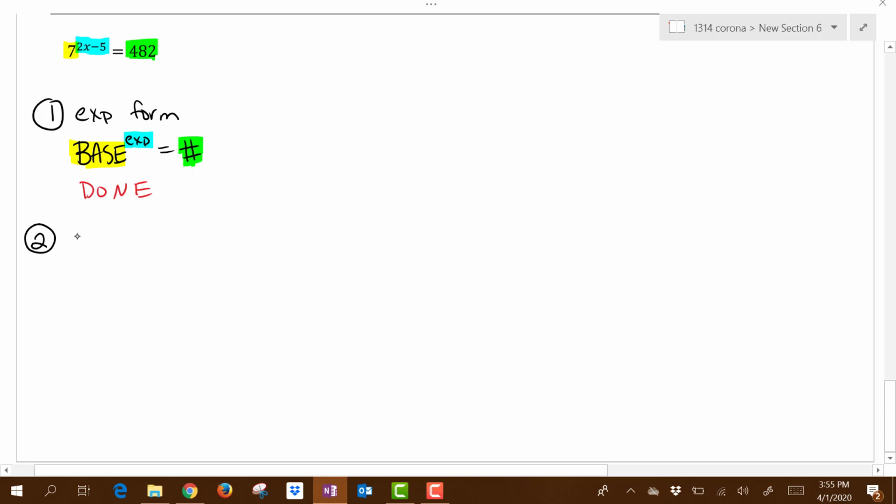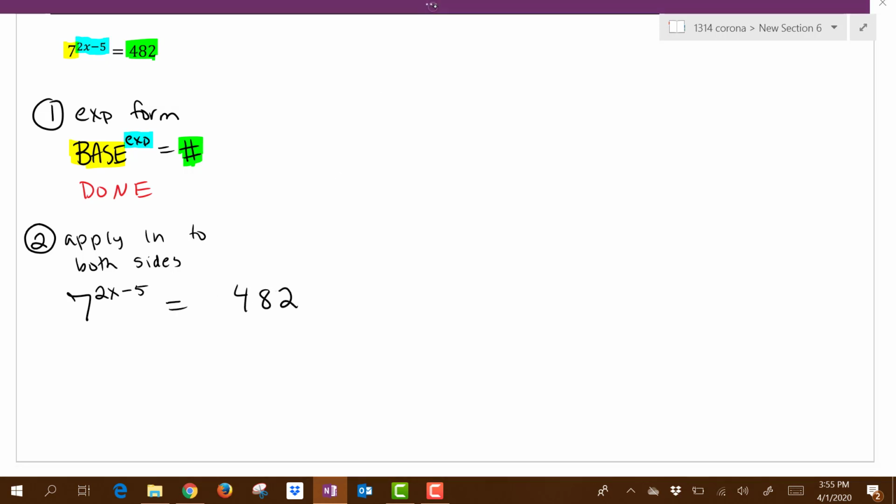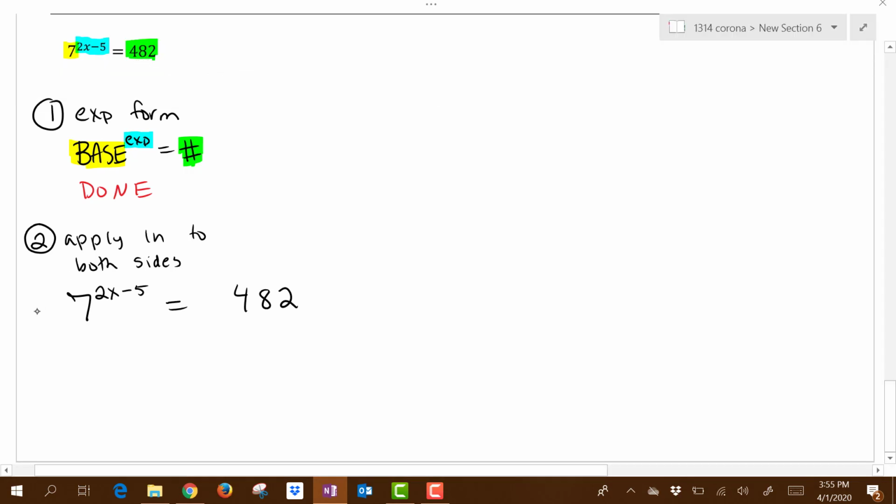Step 2 is to apply ln to both sides. Give myself a little room in front of each side. Now I'm going to apply natural log. So ln, put parentheses around everything on the left, ln on the right side of the equal sign, and then parentheses around everything that comes after it.